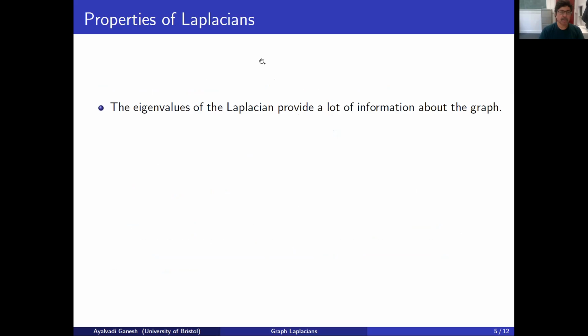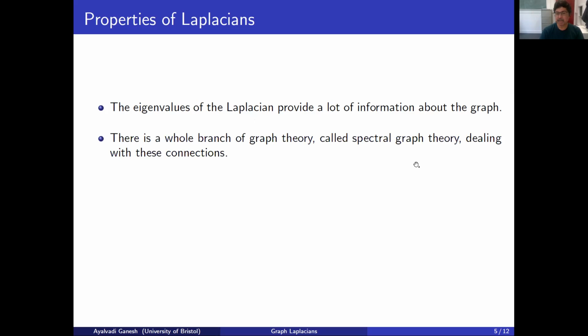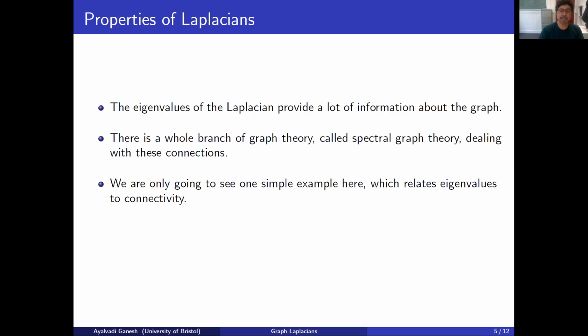Now we are going to go on to study some properties of this matrix we have defined. For us in this course, the motivation will mainly come from the continuous time random walk, but I should mention that there's a whole area of graph theory focused on studying eigenvalues and eigenvectors of the Laplacian because they provide a lot of information about the graph. This branch of graph theory is called spectral graph theory. We aren't going to go into this. We are just going to see one very simple example here, which relates the eigenvalues of the Laplacian to the connectivity of the graph.